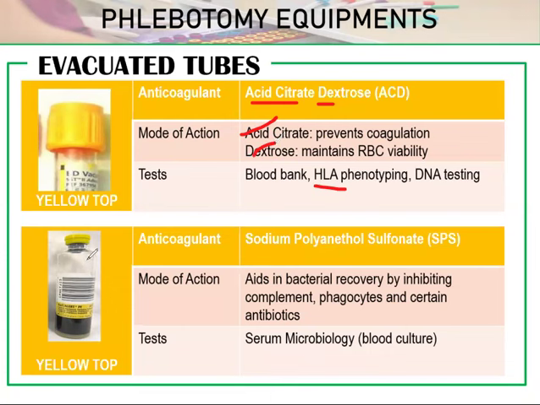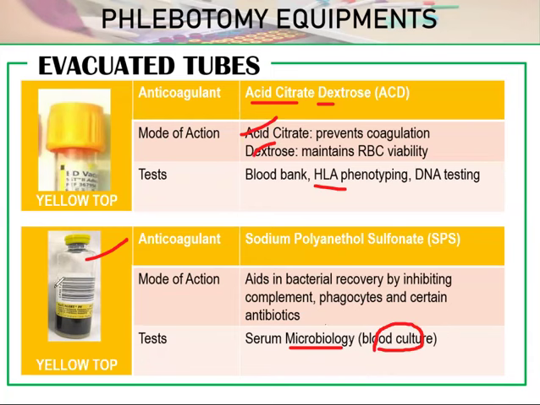Okay, the next one is still a yellow top, class, but this one is a bottle. This is our blood culture bottle. That is the name of this. This is not an evacuated tube, but really a blood culture bottle. So from the name itself, of course, this is for blood culture purposes only. And this is under our microbiology section in the laboratory.